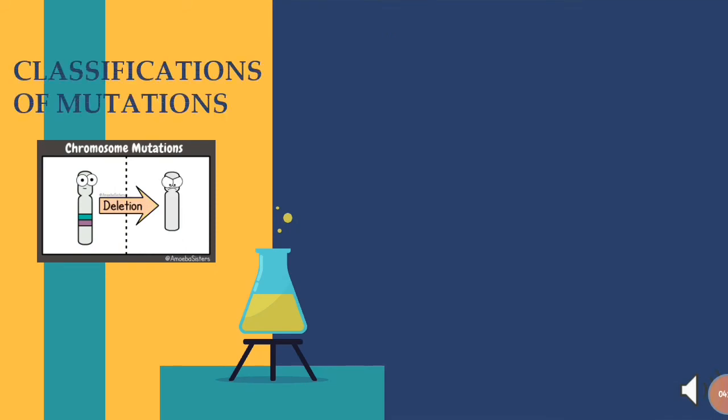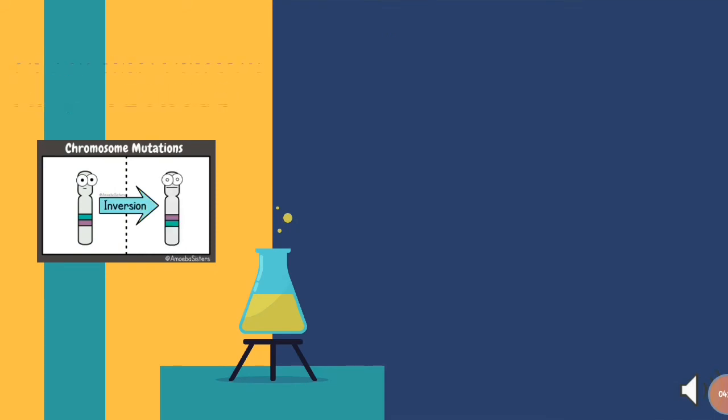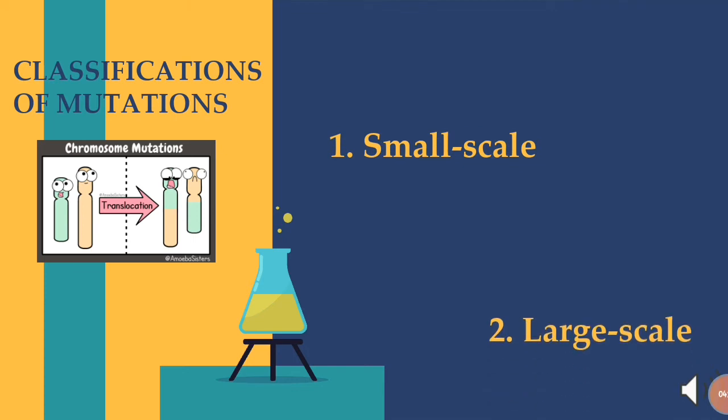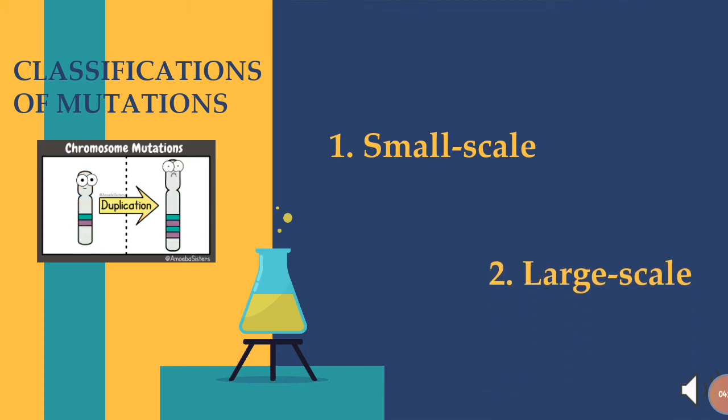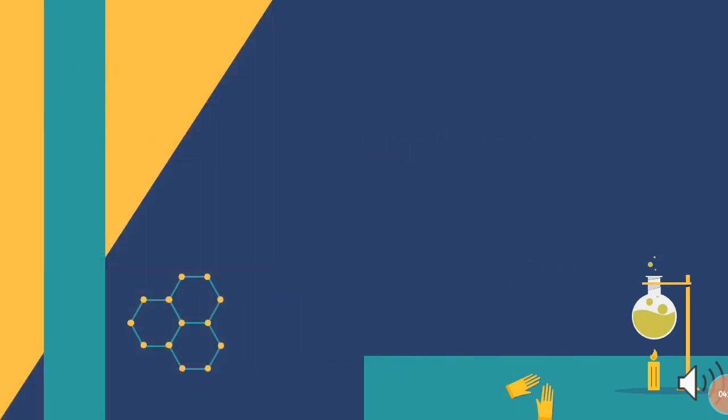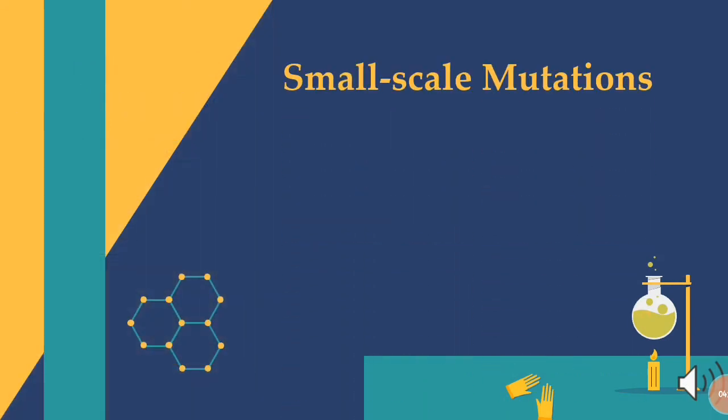Mutations can also be classified as small scale or large scale, depending on the number of nucleotides involved in the mutation. Small-scale mutations involve a change in a small number of nucleotides, usually 1 to 3 nucleotides within a single gene. This type of mutation is subdivided into 3, and these are point, insertions, and deletions.